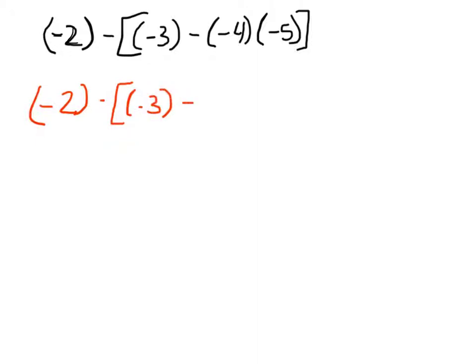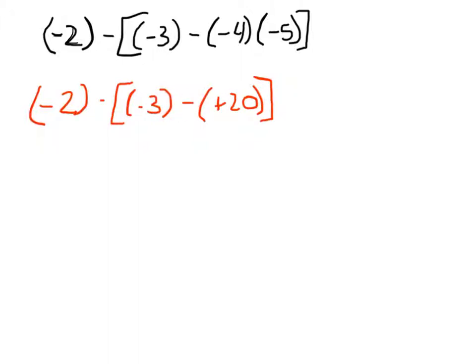Alright, negative 4 times a negative 5 is going to be 20. A negative times a negative makes a positive. So a negative 4 times negative 5 is a positive 20. Put that in there. Alright, the next step again is to solve in the parentheses here.